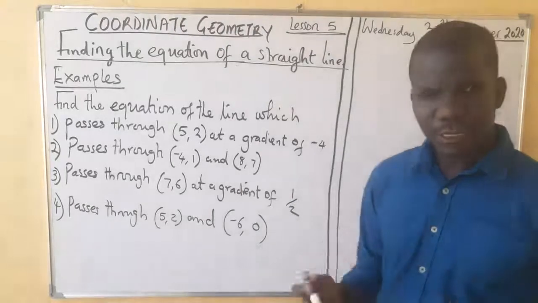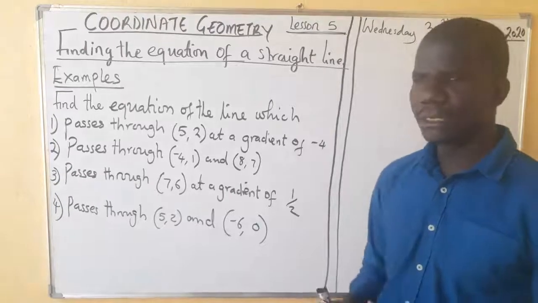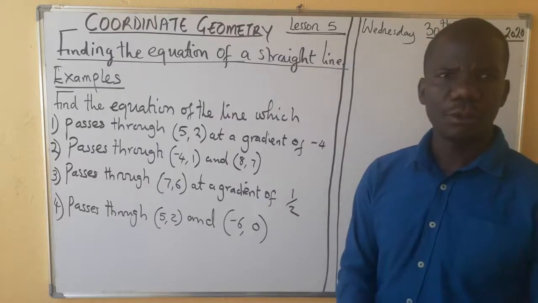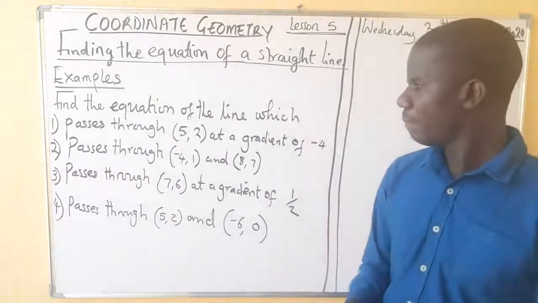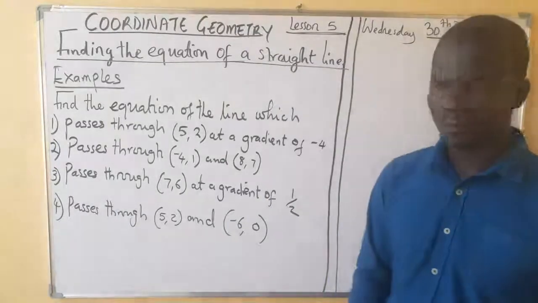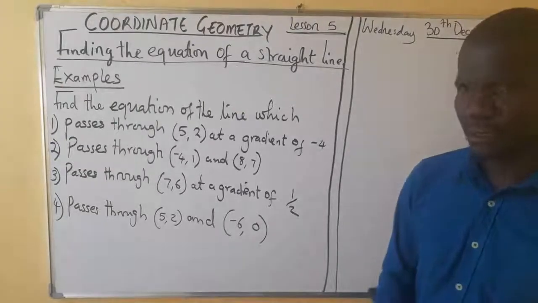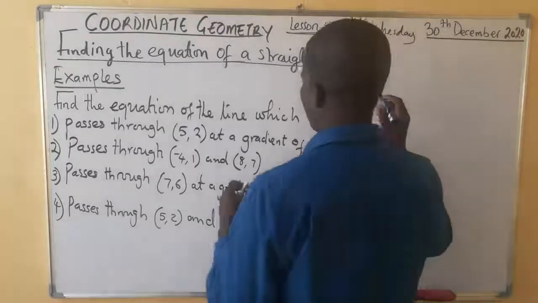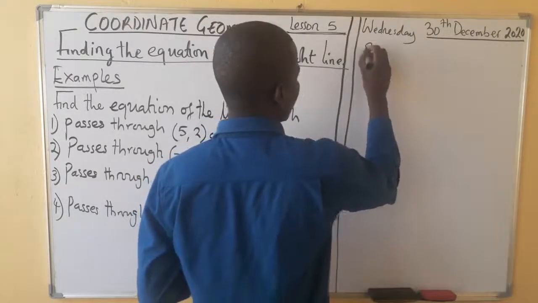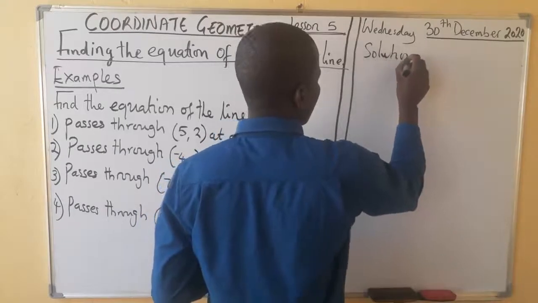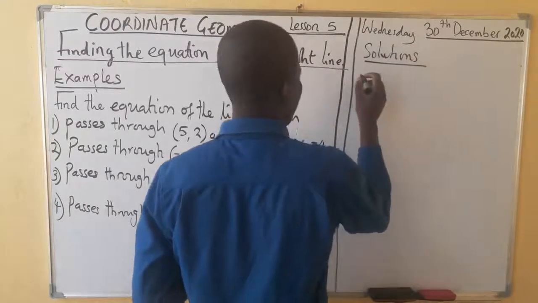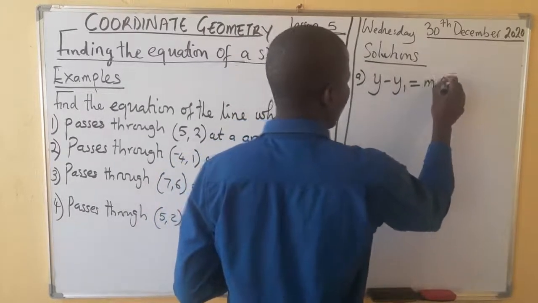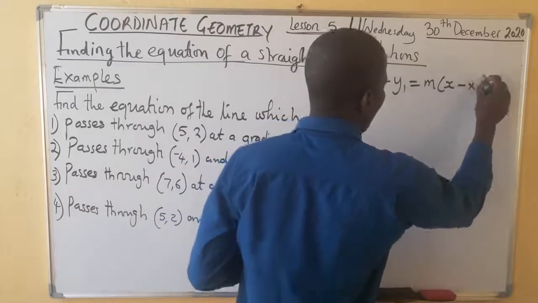Now, to write the equation of a straight line, we always need the coordinates of one point as well as the gradient. That is what we need. So for me to write the equation, I use the formula y minus y1 is equals to m(x minus x1).